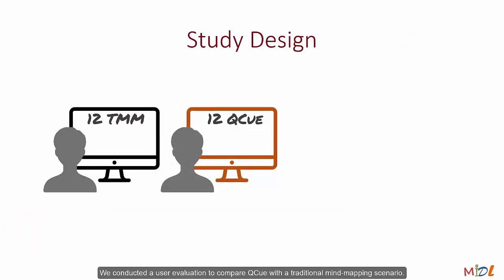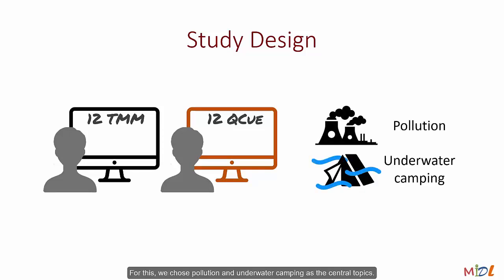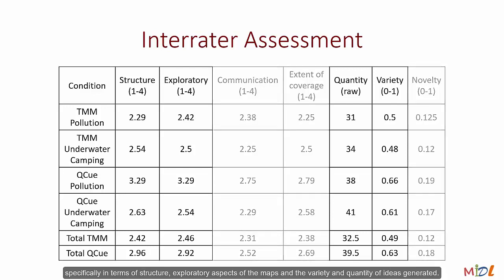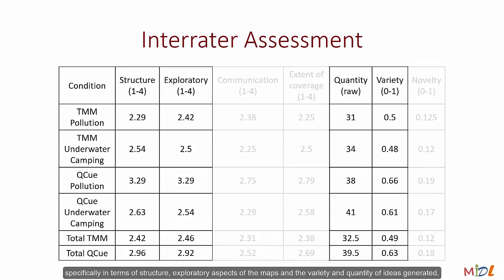We conducted a user evaluation to compare QCue with a traditional mind mapping scenario. For this, we chose pollution and underwater camping as the central topics. Overall, QCue performed better than traditional mind mapping, specifically in terms of structure, exploratory aspects of the maps, and the variety and quantity of ideas generated.